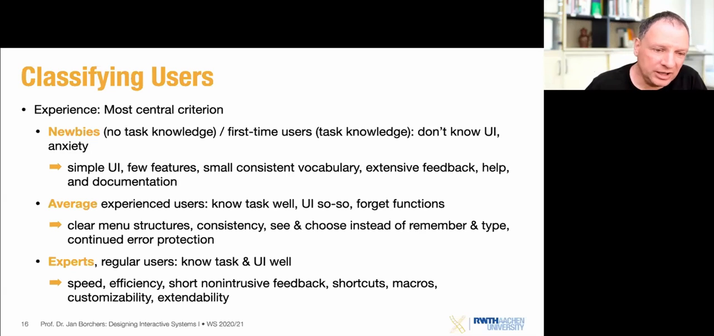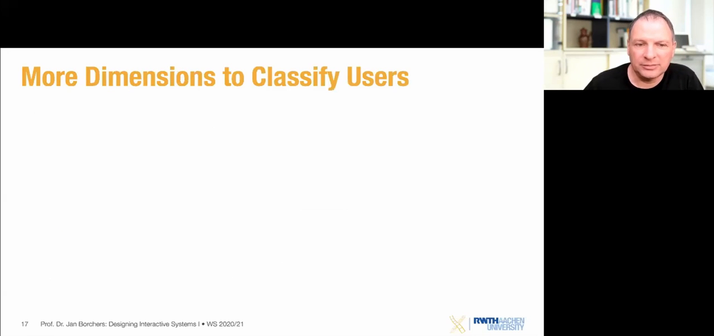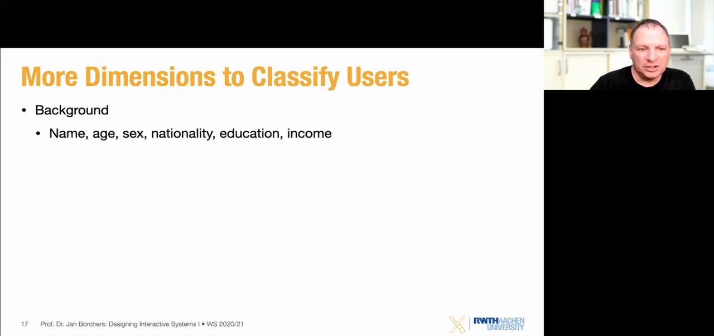But this newbie, average, expert is not the only way to classify users. There is their background, right? Of course, the name doesn't matter, but age, for example, has an impact, not a perfectly predictable one, but there is a trend, right? So there are trends in memory, in cognitive abilities, also in preferences towards certain technologies that are linked to these demographics, right?